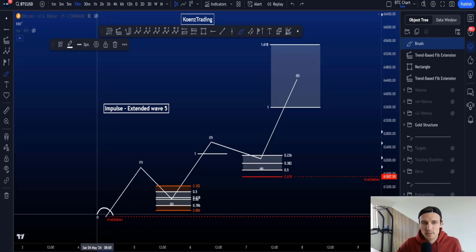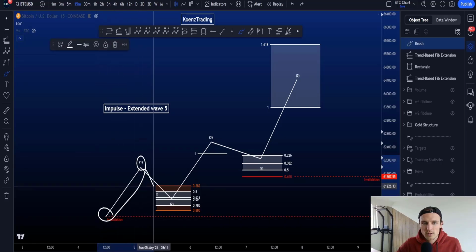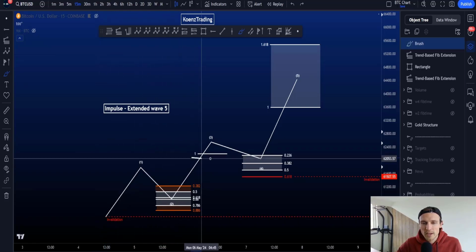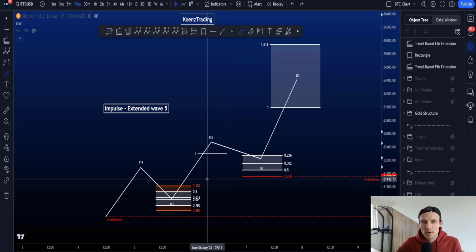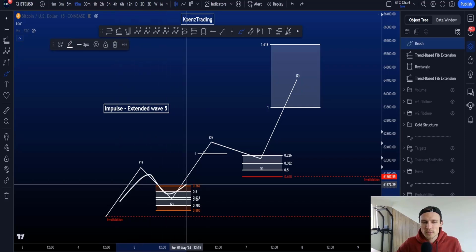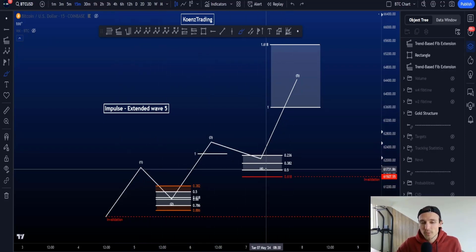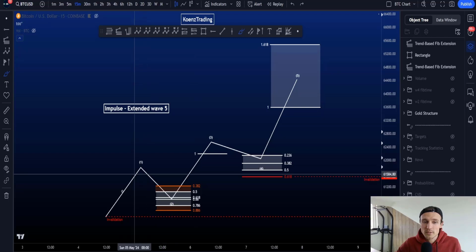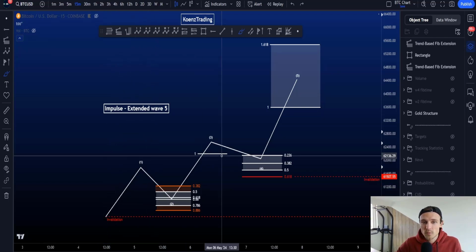So you pull a trend-based Fib extension from the low to the high of 1 to the low of wave 2, and you want to see wave 3 passing this 1-to-1. Wave 3 in general, when we talk about an impulse with an extended wave 5, tends to be quite similar in length to wave 1. Of course, it should be longer, but quite similar.